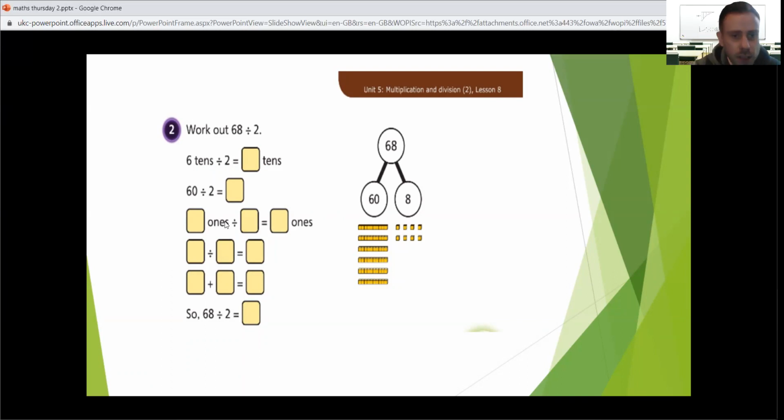Next up, we're going to do our ones. So how many ones have we got? We've got 8. So 8 ones divided by 2 equals 4 ones. We're just doing 8 divided by 2 now. 4 ones. So 8 divided by 2 equals 4. So we've got our answers. We've got 30 add 4. They were our 2 answers, I hope. Equals 34. So 68 divided by 2 equals 34. Well done if you got that. See, we're doing some tricky dividing now. I'm doing well with it.